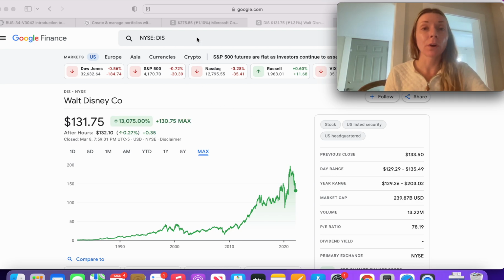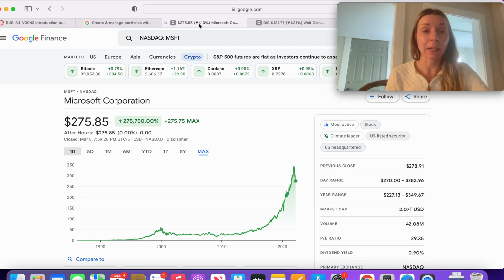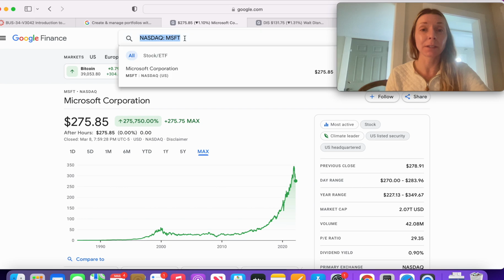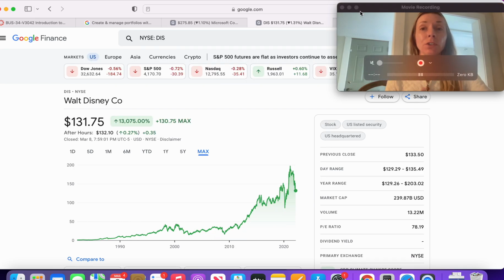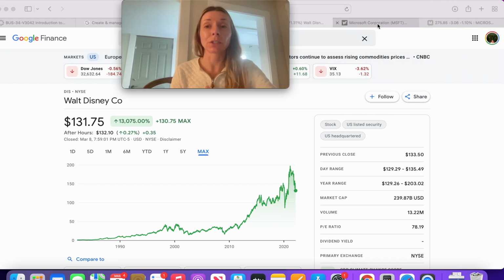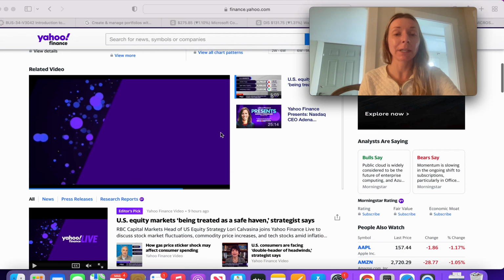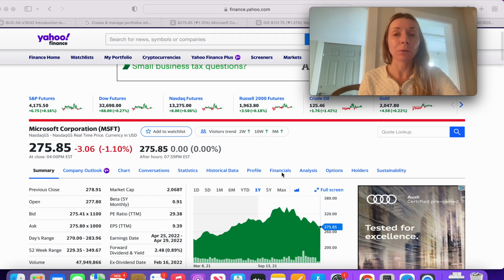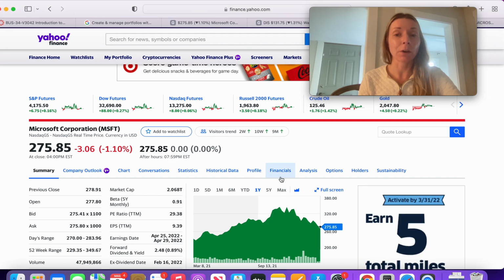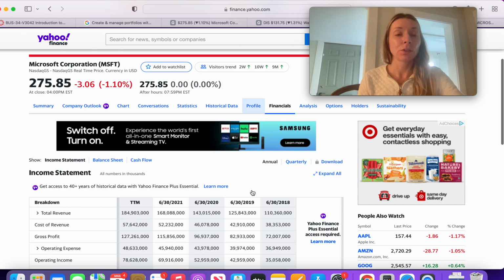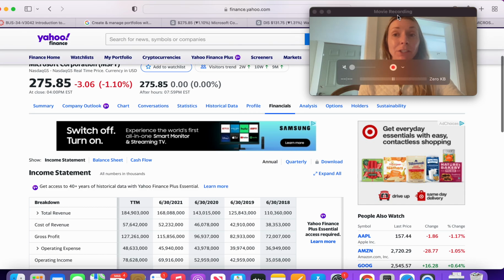Okay, so the first thing you could do is look into Google Finance. You can type in ticker symbols. You can look into Yahoo Finance. You can type in ticker symbols below here. As we all found out, you can look at their financials. I think Yahoo Finance has the easiest to access income statement and balance sheet information.